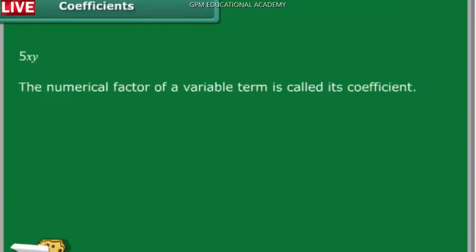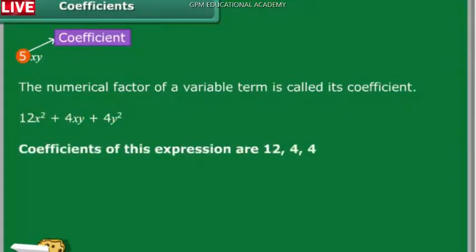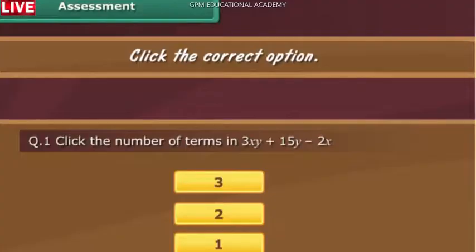The numerical factor of a variable term is called its coefficient. See, in the term 5xy, 5 is the coefficient of the whole term. Let us take this expression 12x squared plus 4xy plus 4y squared. It has 3 terms and 12, 4, 4 are the coefficients of the terms. Click the correct option to get the answer.